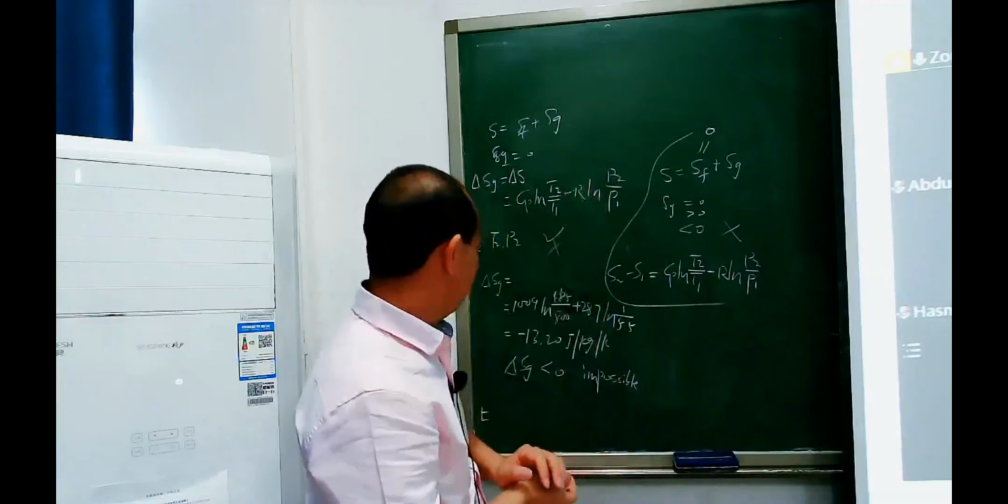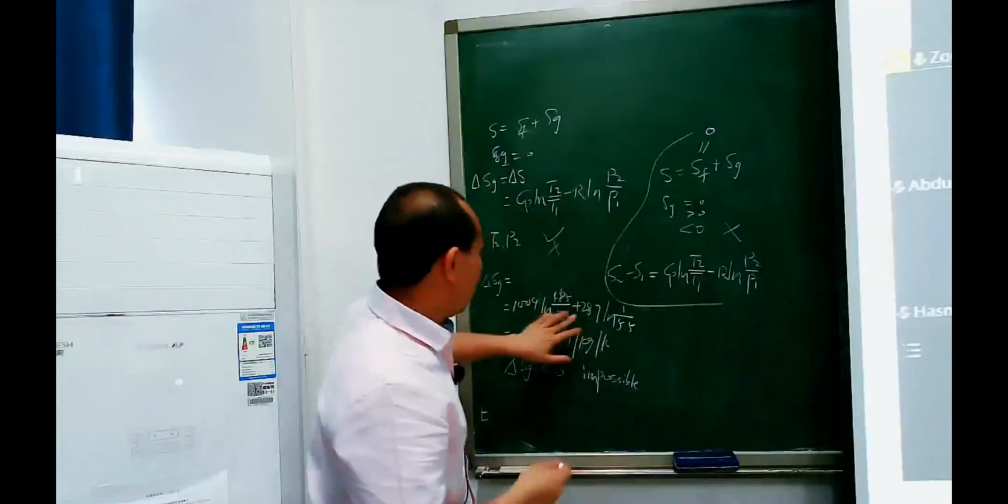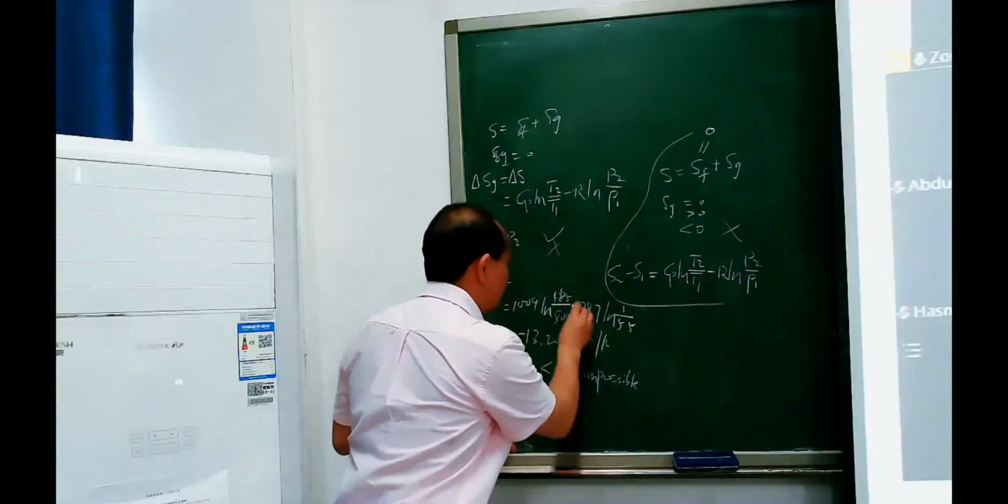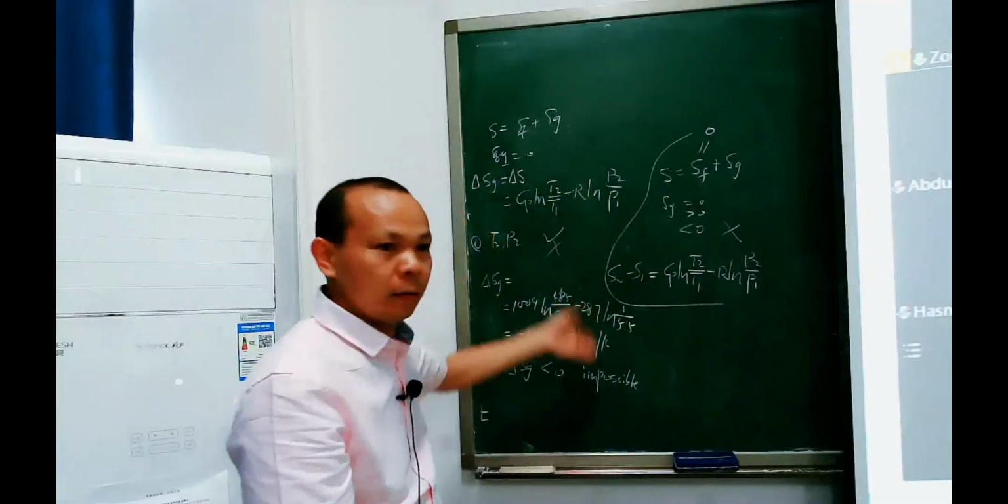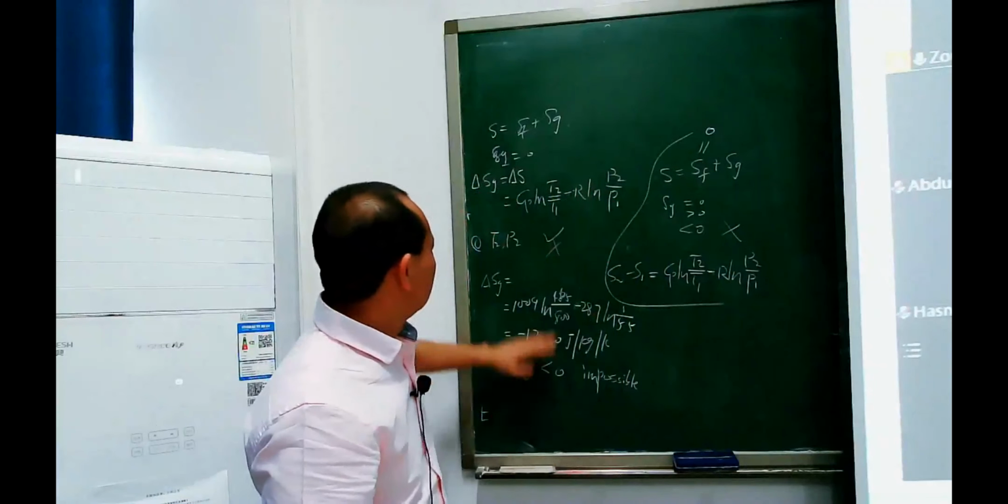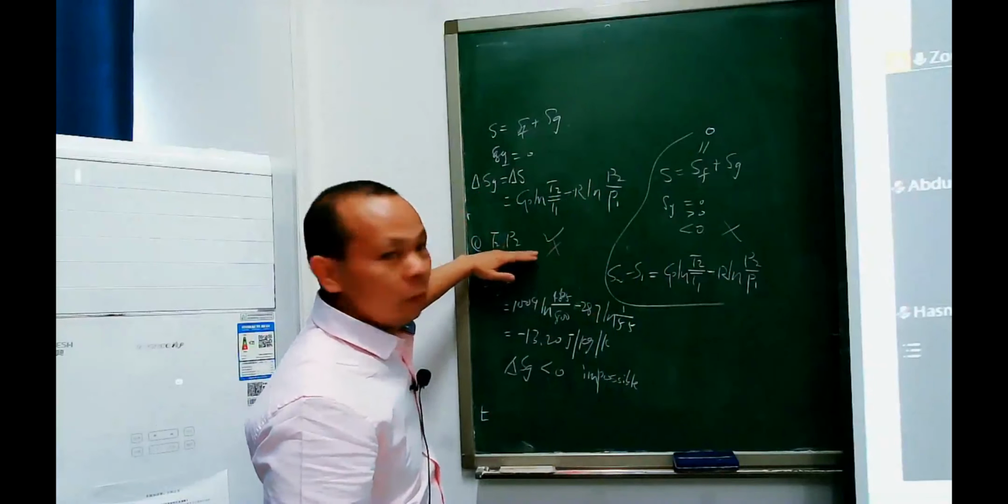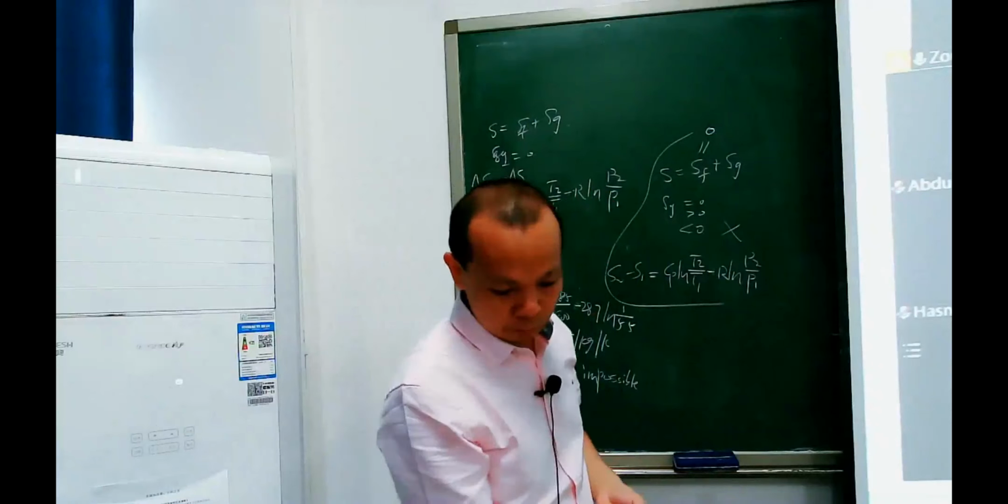Okay. So all here is right. Okay, all this one is right. And then we know for this set of data it's impossible.